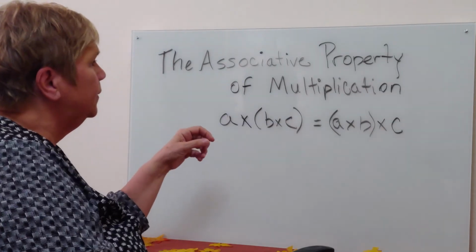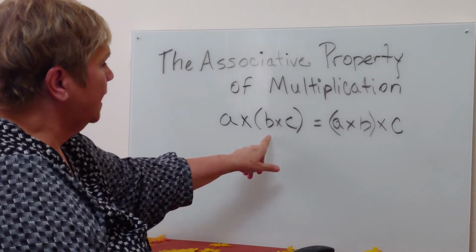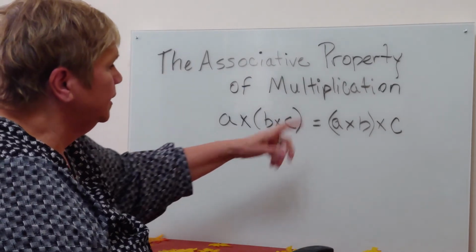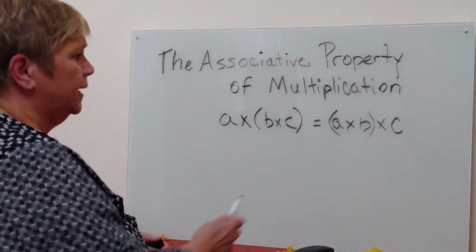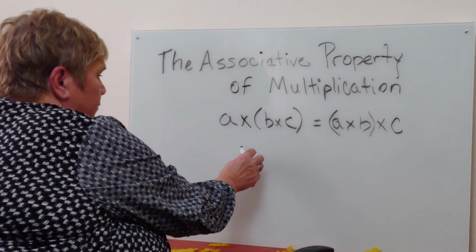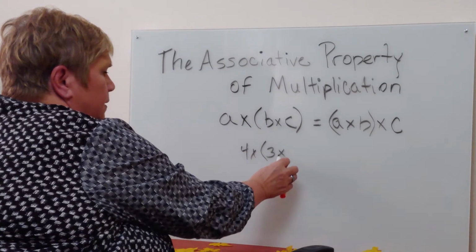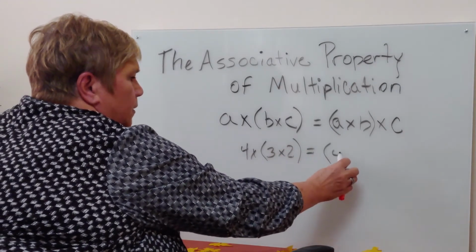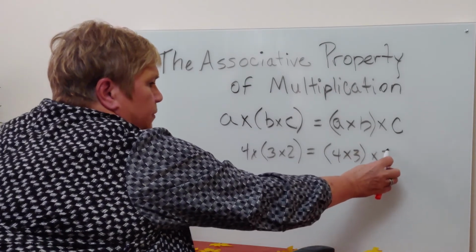The associative property of multiplication works the same as addition. So here it states I can multiply the second 2 numbers together and then multiply the third. It will equal the same as if I multiply the first 2 together, then multiply the third. So we have 4 times 3 times 2 equals 4 times 3 times 2.